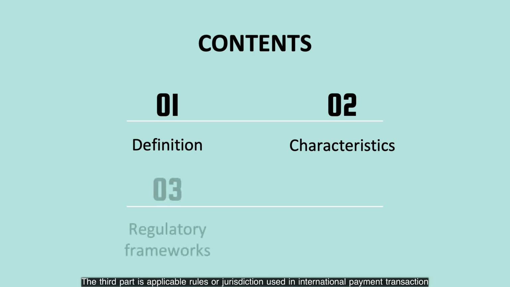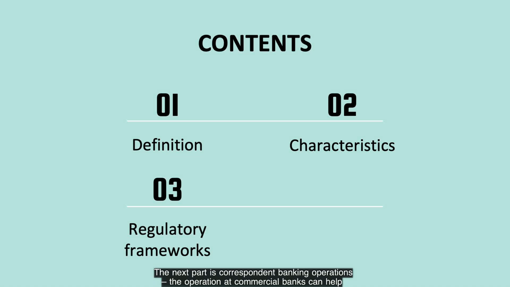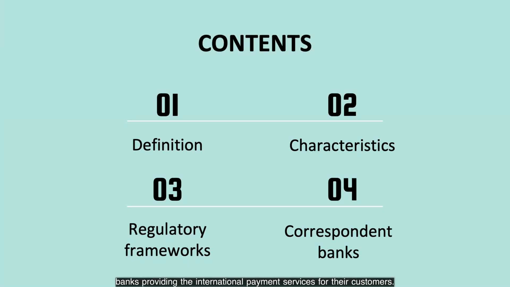The third part is the applicable rules or jurisdiction used in international payment transactions. This part is quite important because you should be aware of the rules applied in a transaction to protect yourself. The next part is correspondent banking operations. The operation of commercial banks can help banks provide international payment services for their customers.